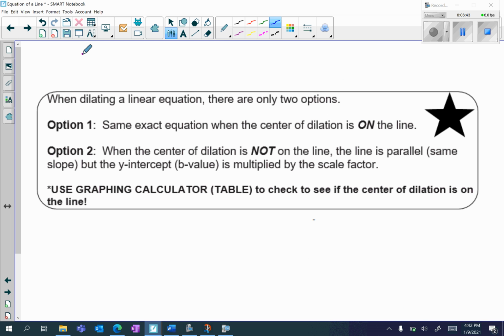So here are our two options. When dilating a linear equation, there are only two options. Option 1, the same exact equation when the center of dilation is on the line, or option 2, when the center of dilation is not on the line, it is parallel, meaning it has the same slope, but the y-intercept, which is the b value, is multiplied by the scale factor. We're going to use our graphing calculator and our table to check to see if the center of dilation is on the line.